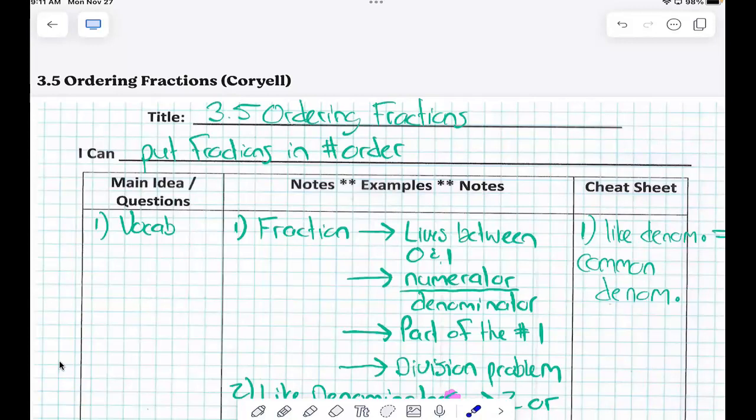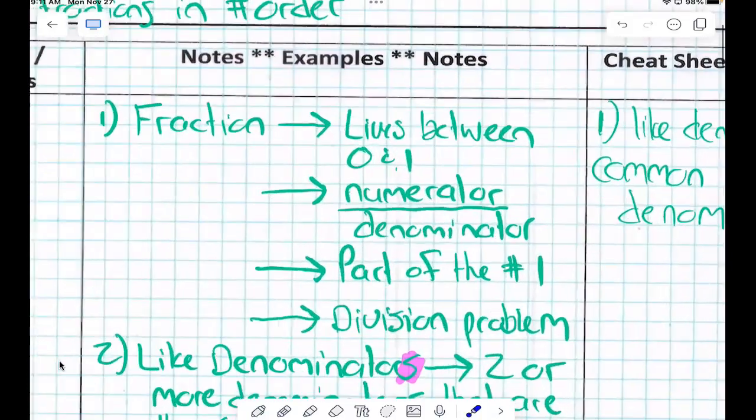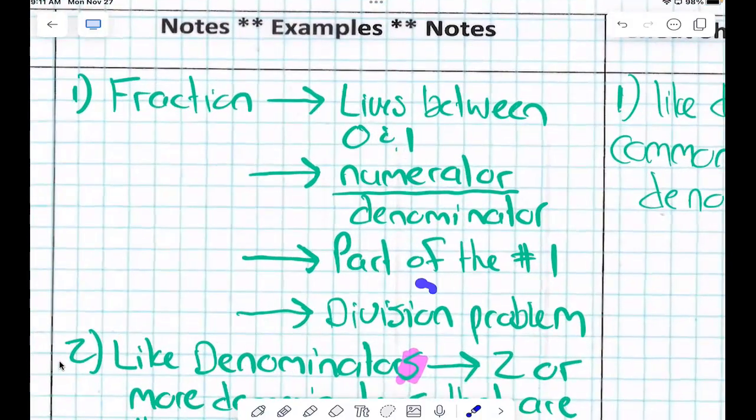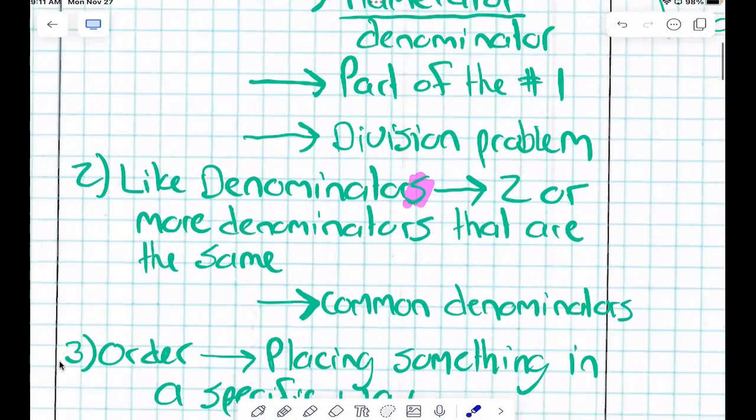This is a long lesson. We've been doing this one for over a week, since we've had a long break between the start and now. 3.5, ordering fractions. Can you put fractions in number order? Yes. Can you compare fractions? Yes. Do you guys know all about what fractions are? Yes. What kind of problem is a fraction again? Division problem. All right.